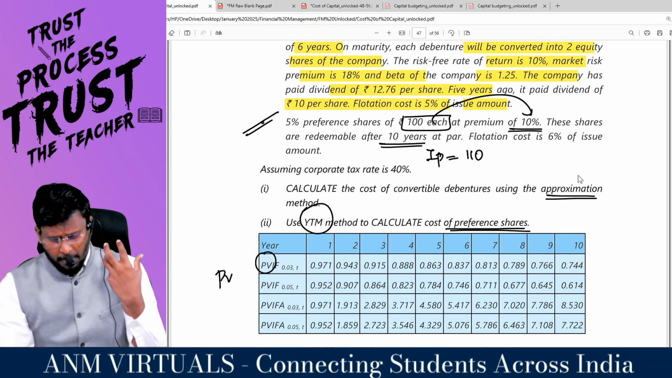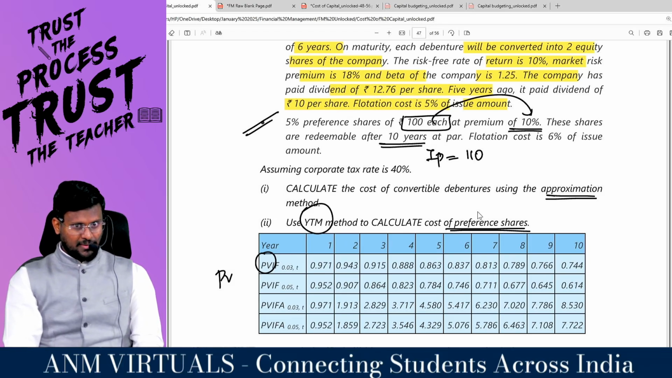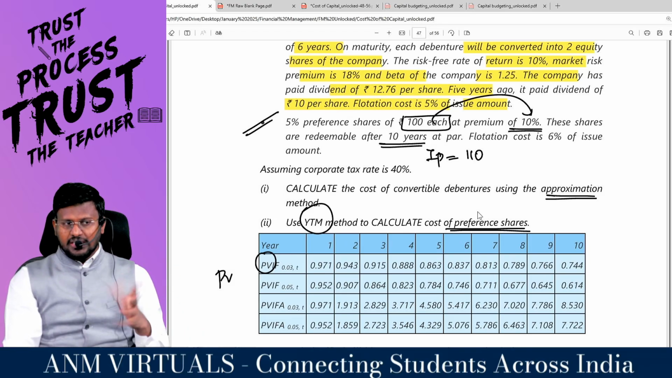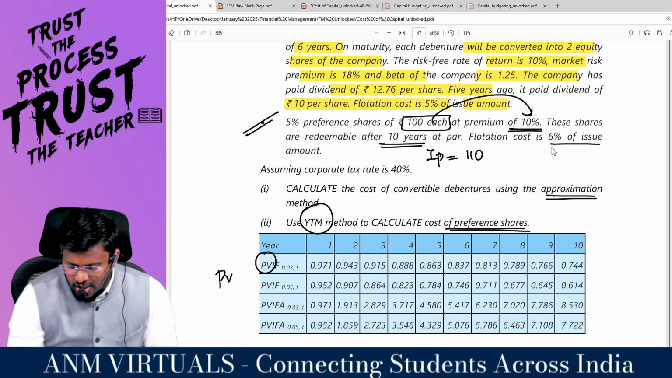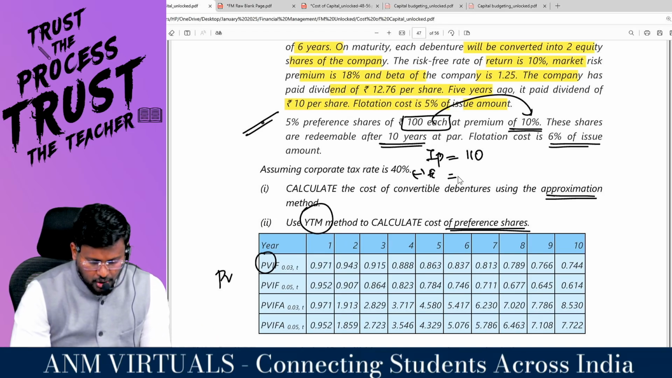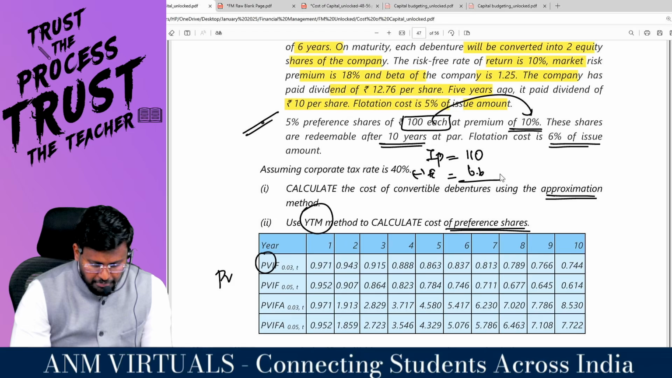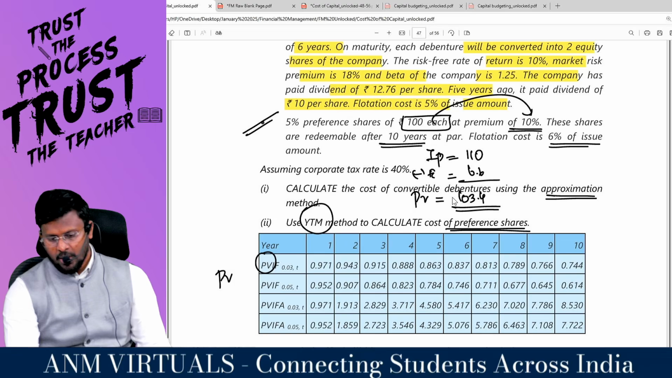So they are redeemable preference shares. Then only YTM will be applicable. Since the shares are redeemable, then only YTM will be applicable. Sir, if it is irredeemable, YTM will not be applicable. Flotation cost is 6% of what amount? Issue amount. Less what cost? Flotation cost. So 110 into 6% comes to 6.6. So 110 minus 6.6 will be 103.4, which will be the present value of the asset.